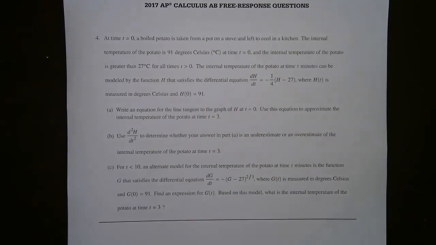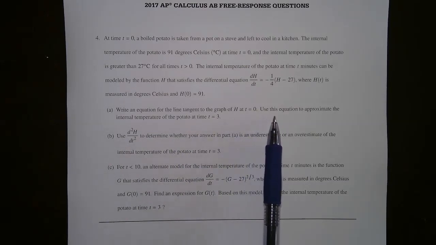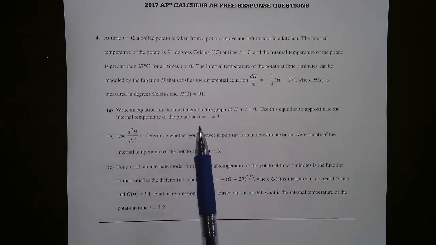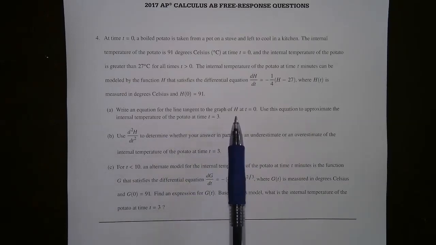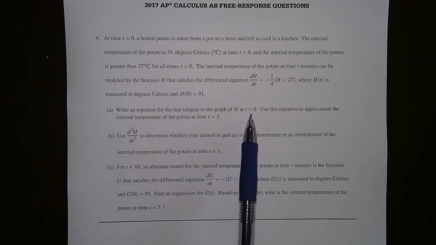All right, so let's just jump in and answer question A. So question A is write an equation for the line tangent to the graph of h at t equals 0, and then use the equation to approximate the internal temperature of the potato at time t equals 3. So let's do the first one first. Let's write an equation for the line tangent to the graph of h at t equals 0. Okay, so I'm going to go to my paper and we'll work that one out.